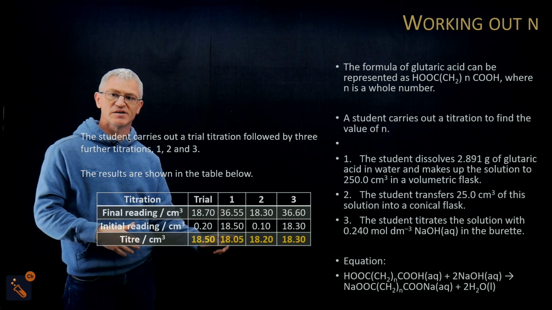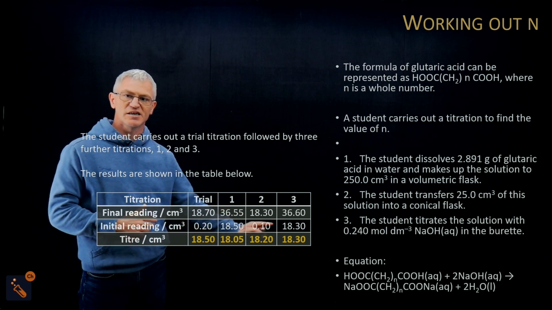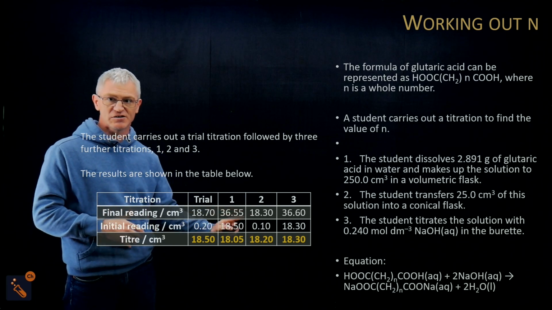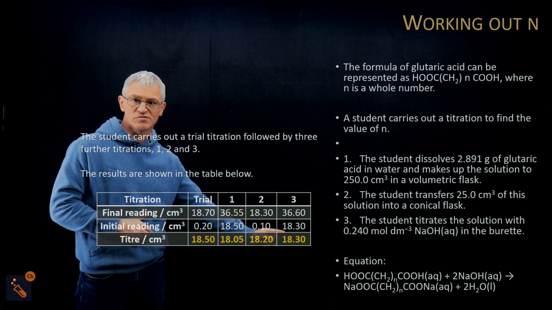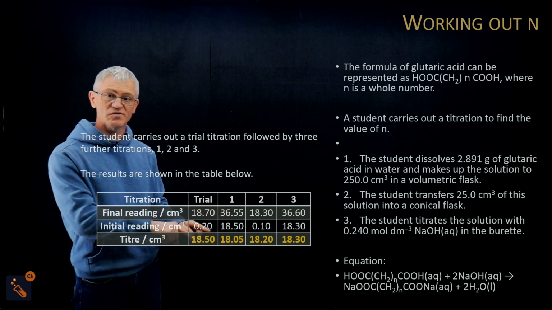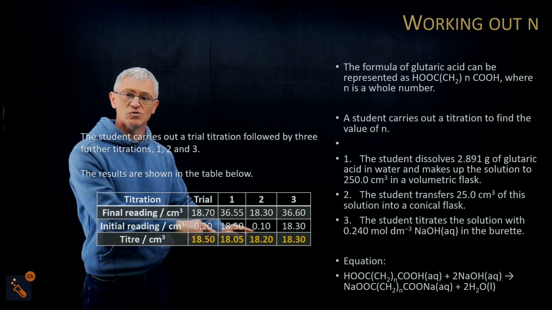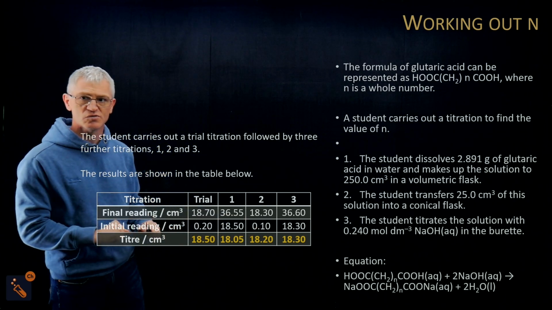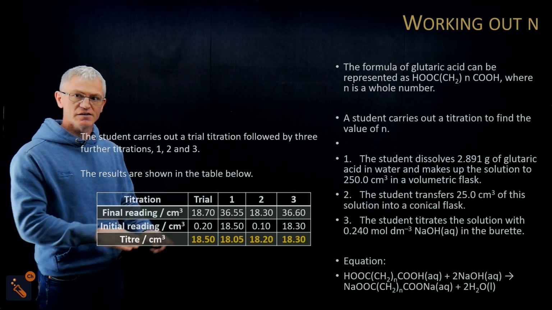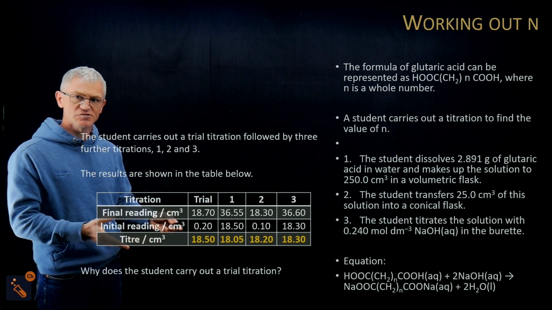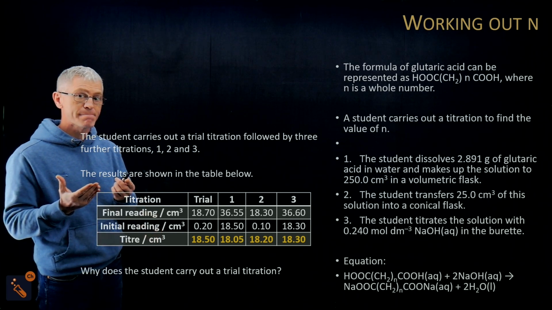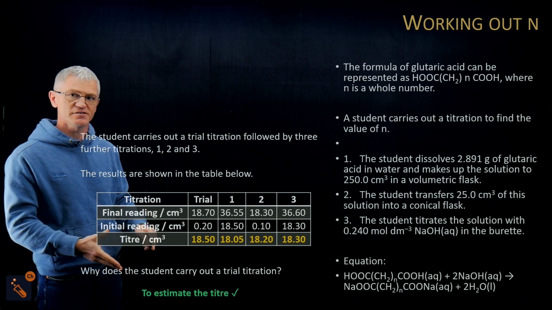And then we look at these values here and we take two of the values that are within 0.1 of each other, or 3 if they are. Now you can see 18.2 and 18.3 are within 0.1 of each other. Also notice that all of these have 2 decimal places, and you will lose a mark if you don't do them all to 2 decimal places. Really important, 2dp. Then, let's do the question. Why does the student carry out a trial titration? Do you remember? Okay, it's to estimate the titre.